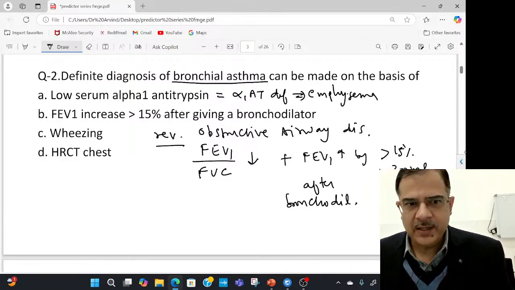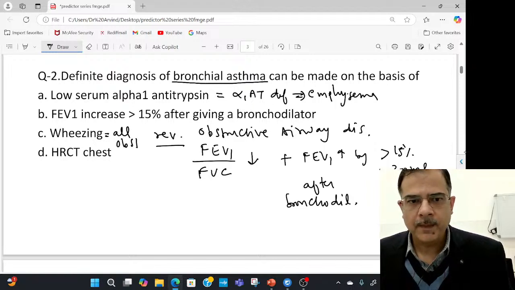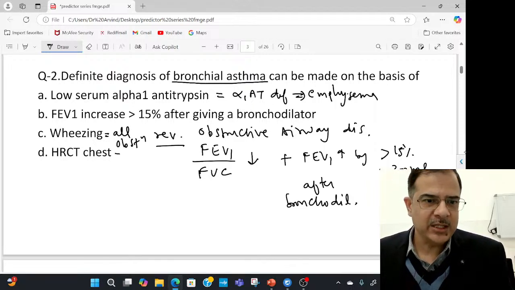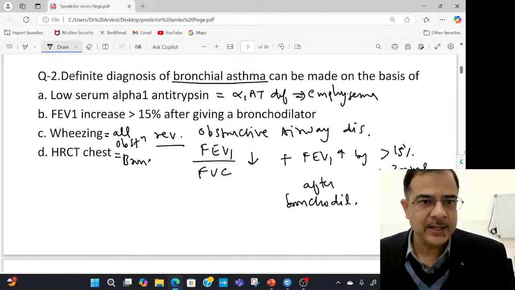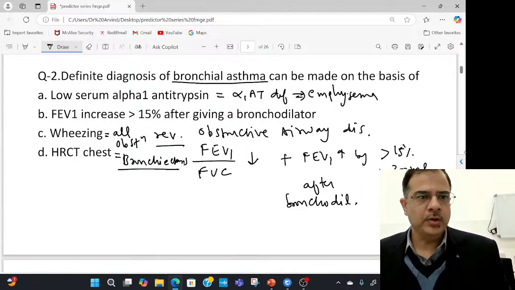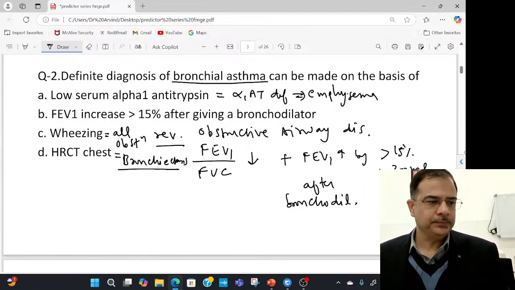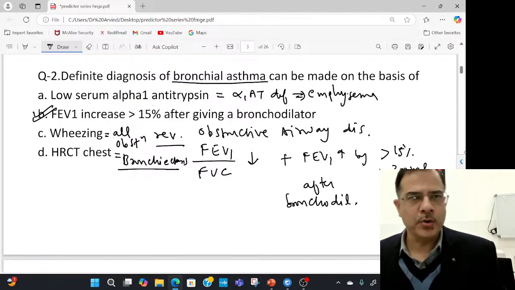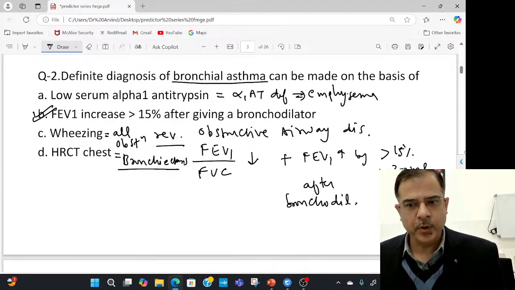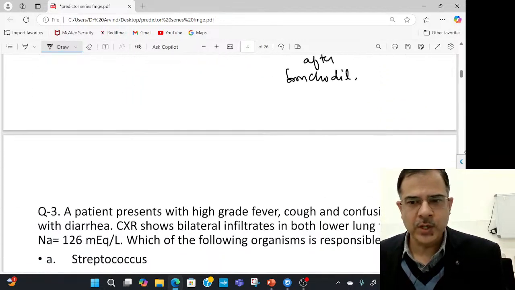While wheezing will be seen in all obstructive diseases, HRCT is the investigation for bronchiectasis. So the answer here will be option B for bronchial asthma. So bronchial asthma investigation-wise is an important topic for you. Now moving on to question number 3.